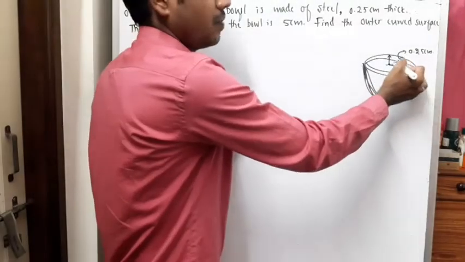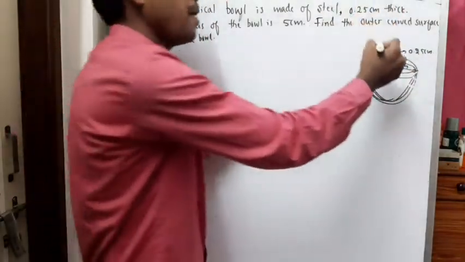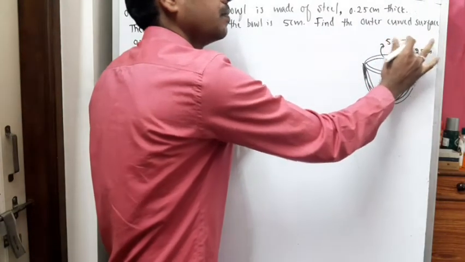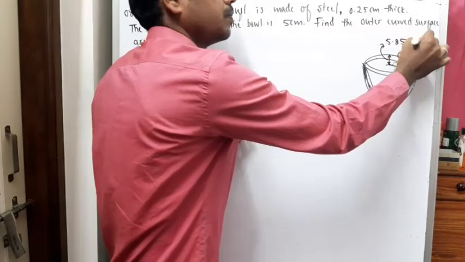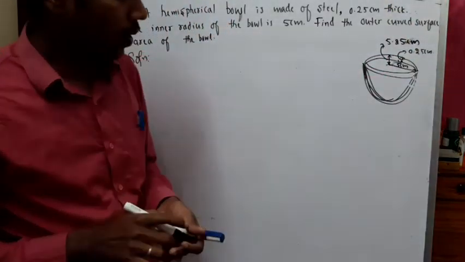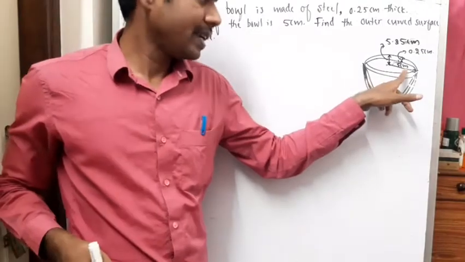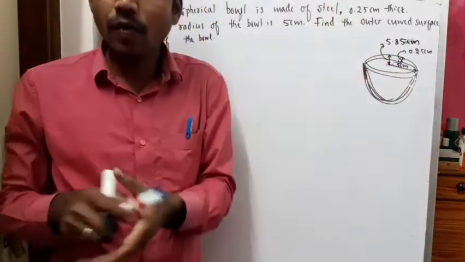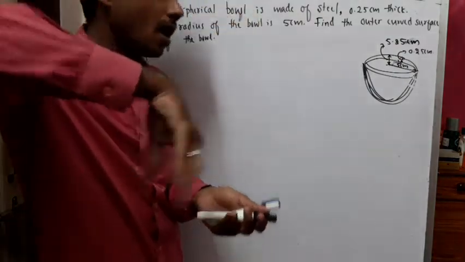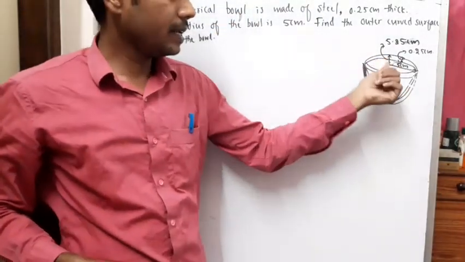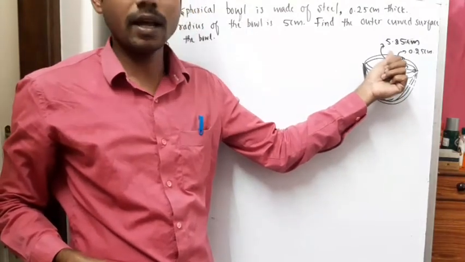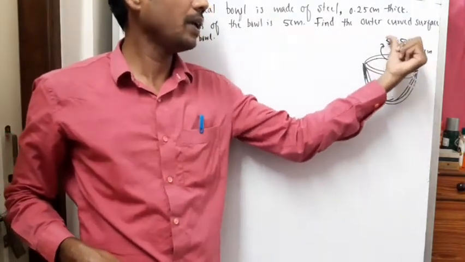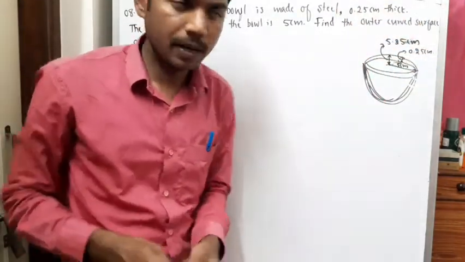So inner surface radius is 5 centimeter. Outer surface radius will be 5.25 centimeter, because it has a thickness of 0.25 centimeter. It will spread over all the surface. That is the reason if I want to get the outer surface radius, then I need to add 0.25 centimeter to it. I'll get 5.25 centimeter.